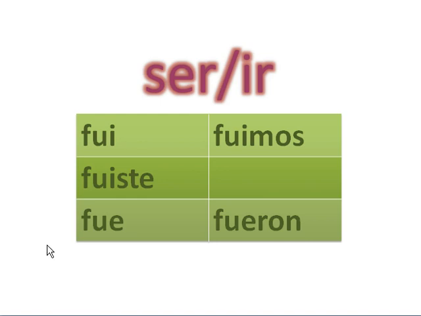Now notice that both ser and ir have the same conjugation in the preterite form, but this is not likely to be a clash because remember that pretérito is a one-time action, so you're more likely to use ir, to go somewhere, than to use ser, which is meant to describe something. Also, people get confused between fui and fue. I don't know why, but they just do. And just to remember this, notice that fui has an i, so you're going to use fui for the yo form. And notice that all of these do not have accents.